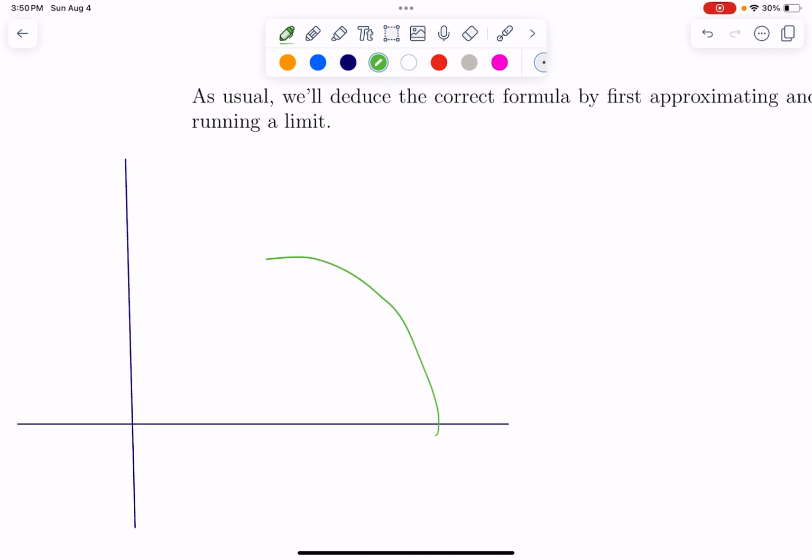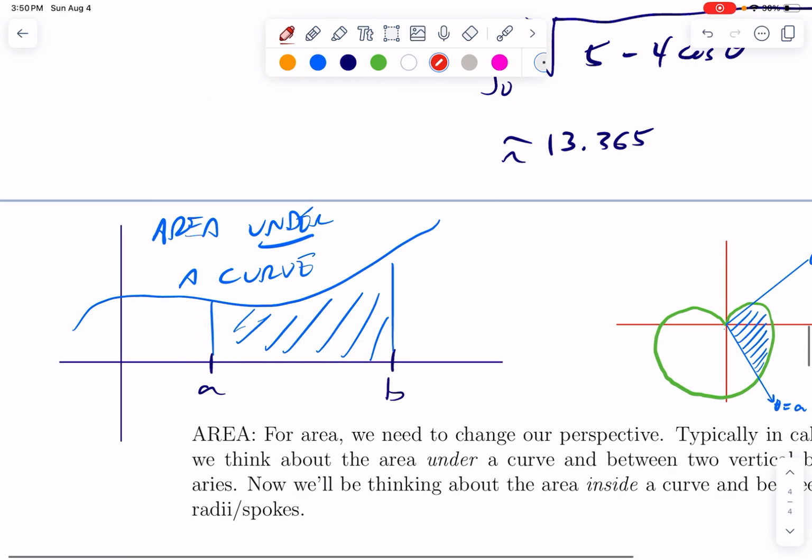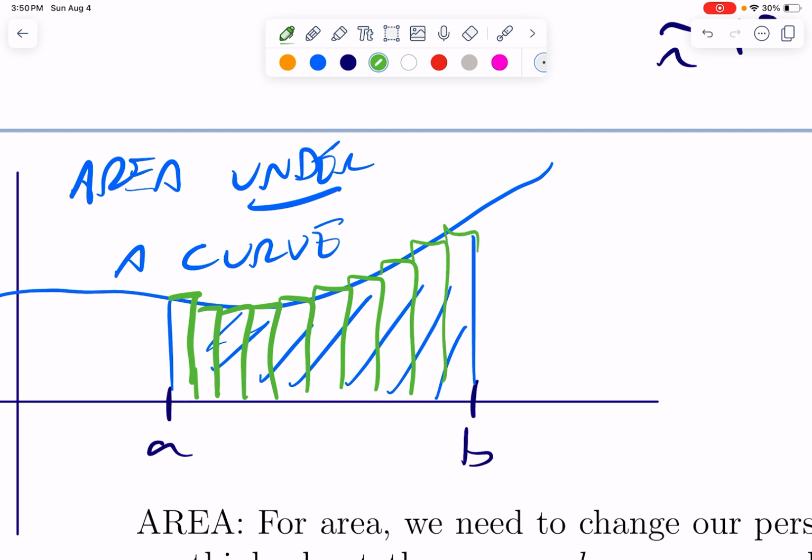Let's imagine we have some polar curve like so. And here is theta equals A. And here is theta equals B. When we were first learning Riemann sums, we said, oh, you know what I'll do? I will approximate this area using the areas of rectangles, because I know how to do that. And then I will run a limit, and that turns that sum into an integral. So we imagine if I break it up into a lot of rectangles, that'll be pretty close.